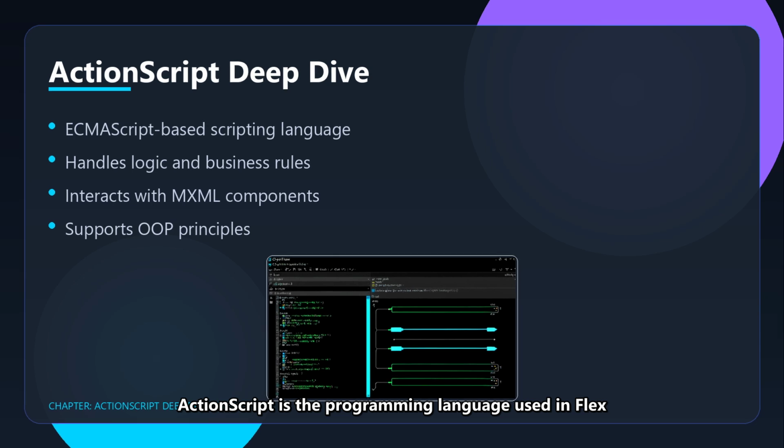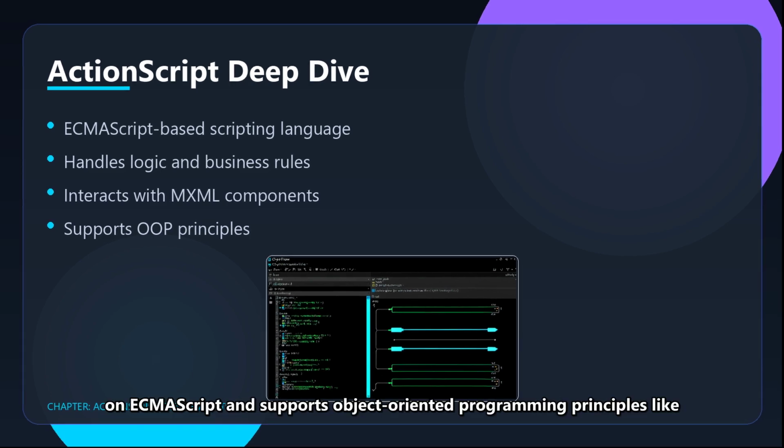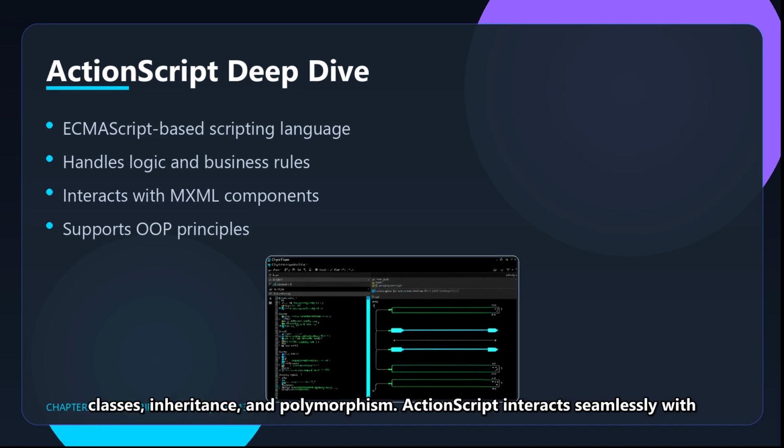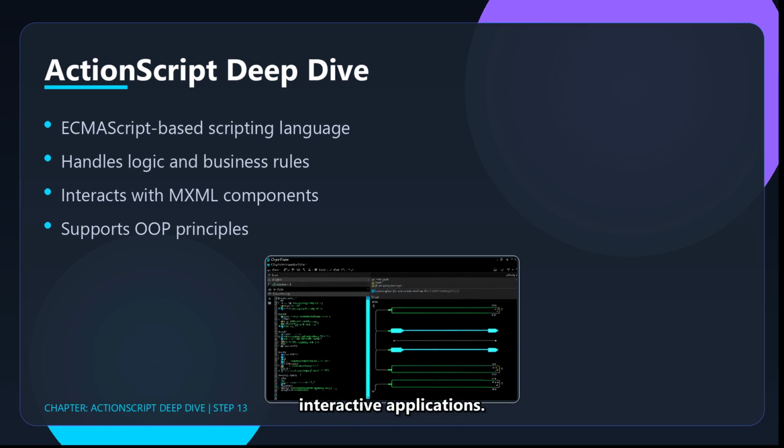ActionScript is the programming language used in Flex to handle logic and business rules. It's based on ECMAScript and supports object-oriented programming principles like classes, inheritance, and polymorphism. ActionScript interacts seamlessly with MXML components, allowing developers to create dynamic and interactive applications.